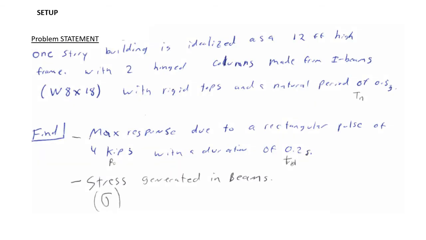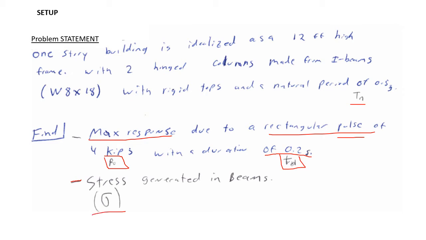So I read out the problem statement as you read it in the book. We have a one-story building idealized as a 12-foot high frame with two hinged columns made from I-beams of W8 by 18 with rigid tops and a natural period of 0.5 seconds. So our natural period here is going to be our T sub n. They asked us to find two things. So in our setup, we write this out. We want the max response due to a rectangular pulse of 4 kips, which we're going to call P naught, with a duration of 0.2 seconds, our T sub d. They also asked us to solve for a second thing, the stress generated in the beams, our sigma right there.